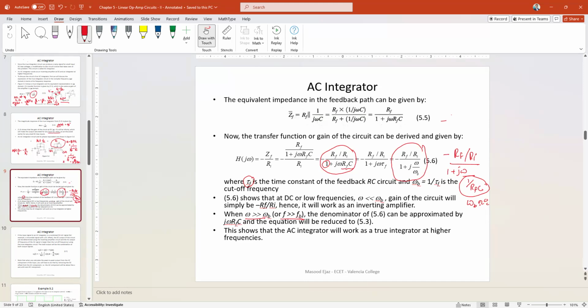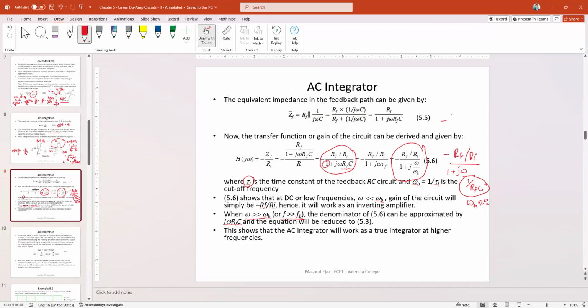So this way, we can take care of any DC biasing input, stray input, because at DC frequencies or low frequencies, the circuit is not going to be operating as an AC integrator. It's not going to accumulate that input and project it at the output and eventually saturate. But it is going to be operating as an inverting amplifier with the gain RF over R input at DC or low frequencies.